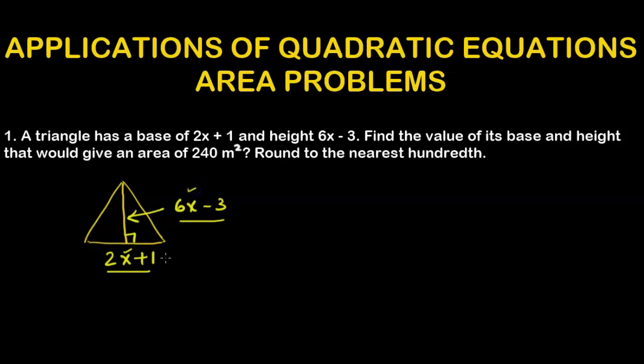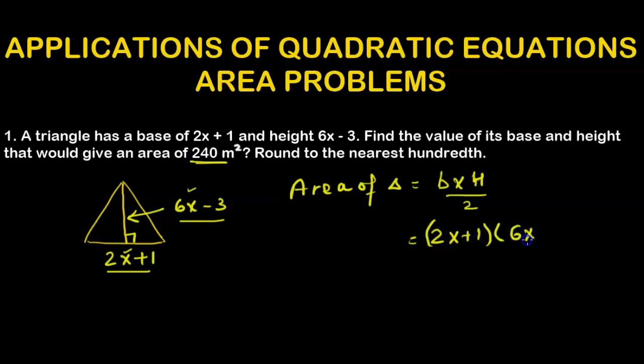Once we know the x value, we can sub it into the base, 2x plus 1, to get the value of the base, and we can sub the x value into the height to get the value of the height as well. Now, they have given us the area of this triangle as 240 meters squared. We know the area of a triangle is equal to base times height divided by 2. Base is 2x plus 1, height is 6x minus 3, the whole thing divided by 2, and the area is 240 meters squared.